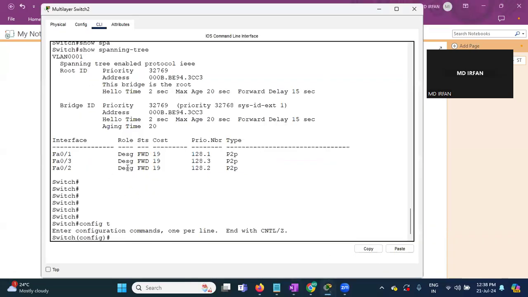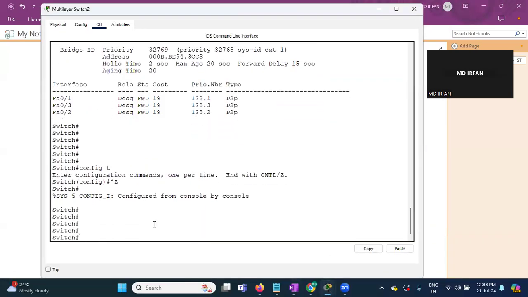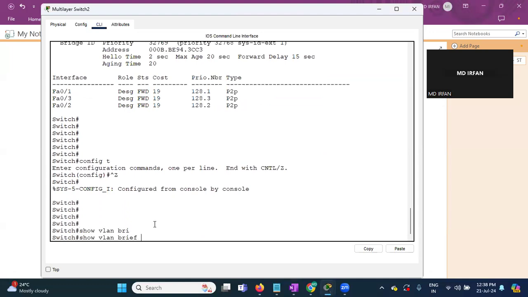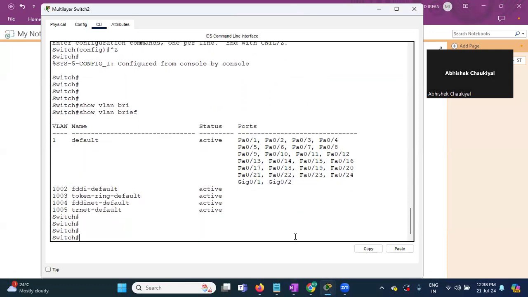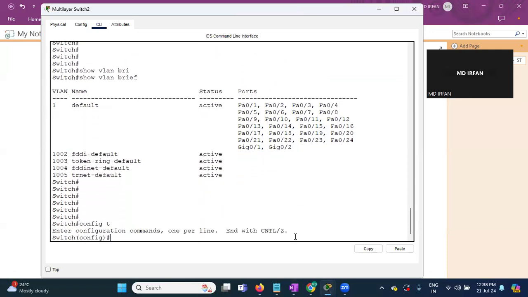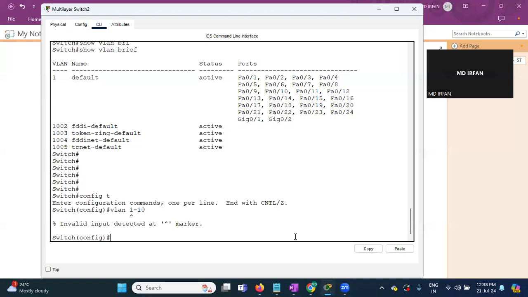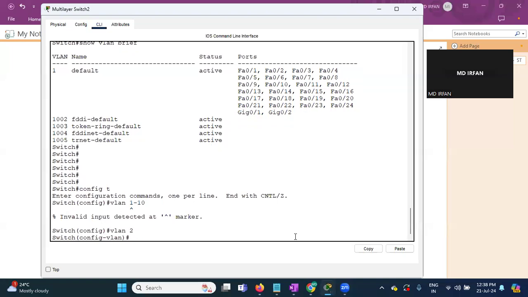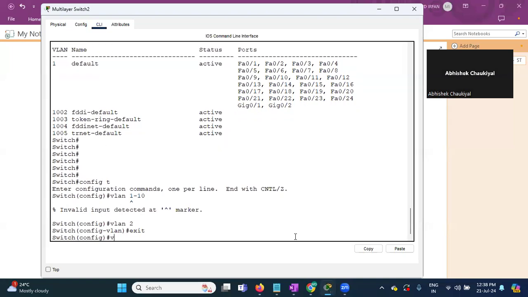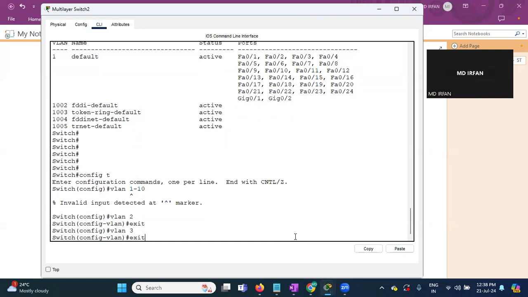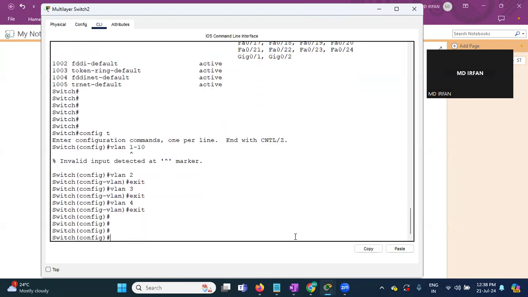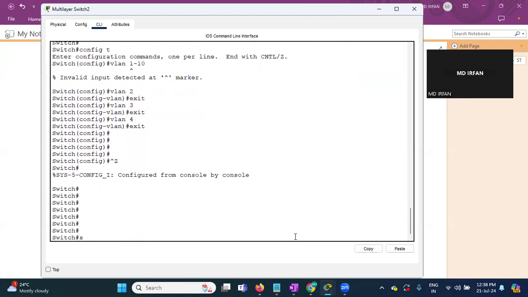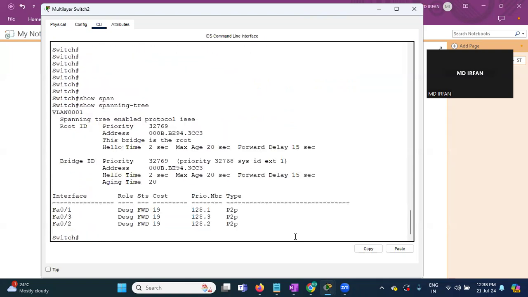Just for example, how many VLANs do we have? Show VLAN brief. Only one VLAN, right? If I am going to create multiple VLANs, 1 to 10, I don't know if this command will work or not. VLAN 2, exit, VLAN 3, exit, VLAN 4. For example, I have created 4 VLANs, right? Now you will run show spanning-tree, then you will see.